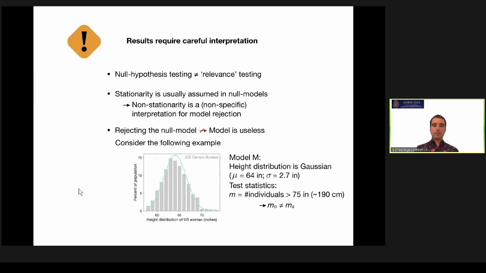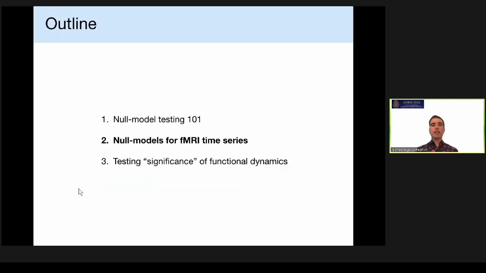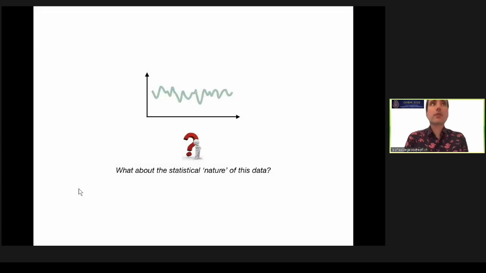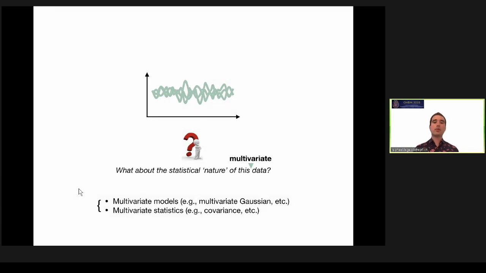Okay, so this was the first part that was not related to fMRI. Let's now move to the case of null models that were designed to test for the statistical properties of fMRI time series. What is the difference between the case of fMRI time series and the case that I just presented before? Essentially, conceptually, it's the same. It's just going to be a bit more difficult because fMRI data is multivariate. So instead of dealing with univariate models and statistics, we'll have to deal with multivariate models and statistics, which makes the math a bit more complex, but conceptually, the testing framework remains exactly the same.